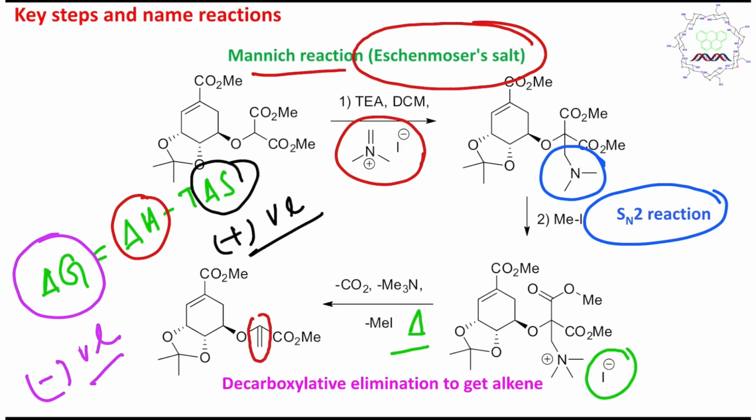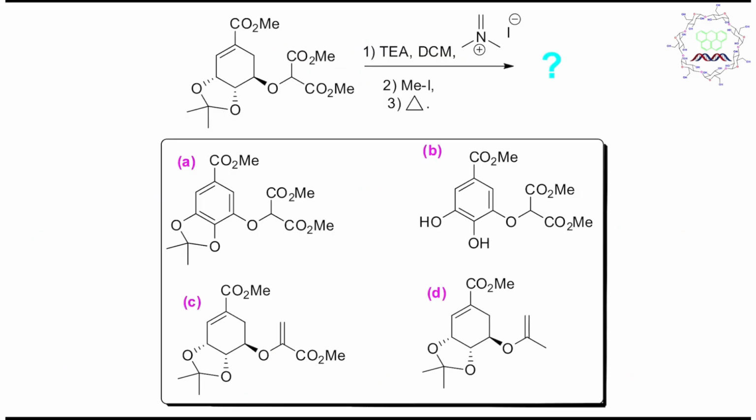So here the product will be produced. Now what is the product of this alkene? Alkene with, student, one carboxyl group eliminated. So option C is the right answer.